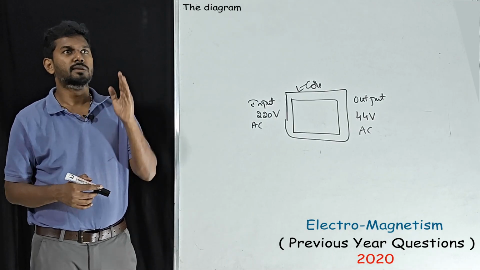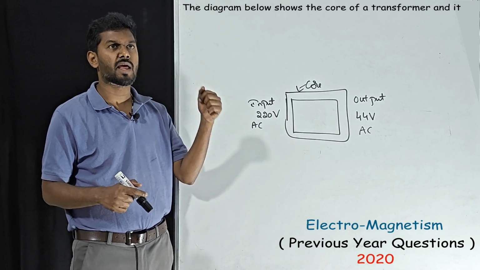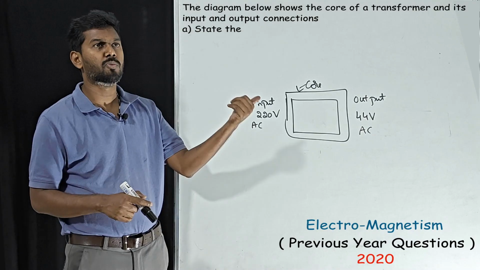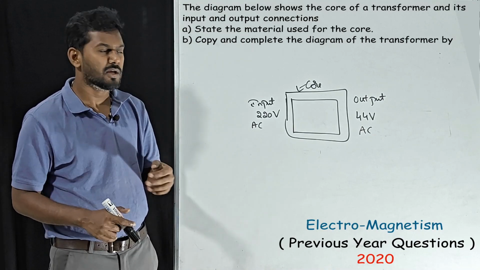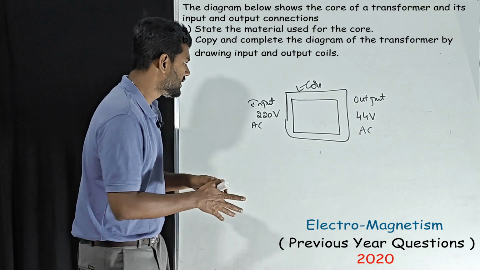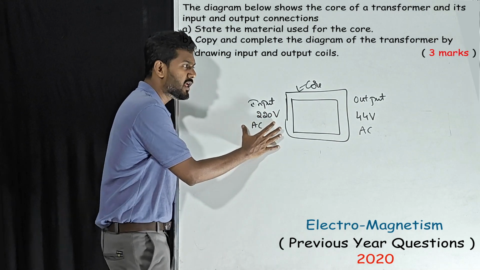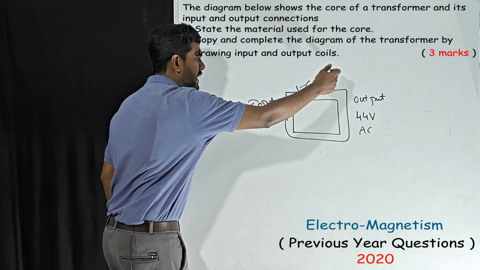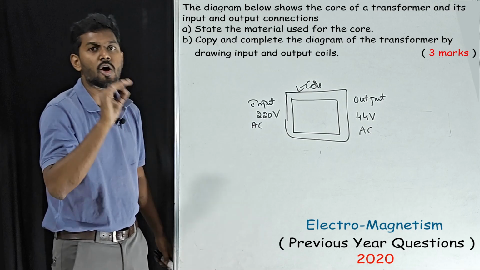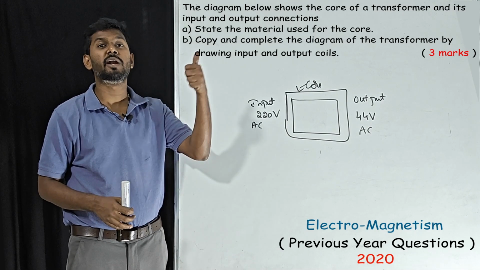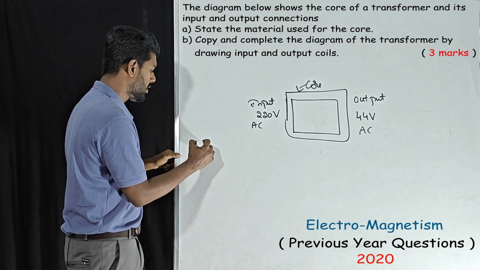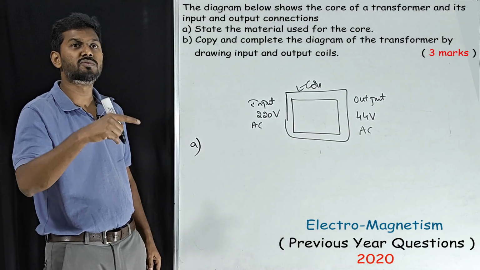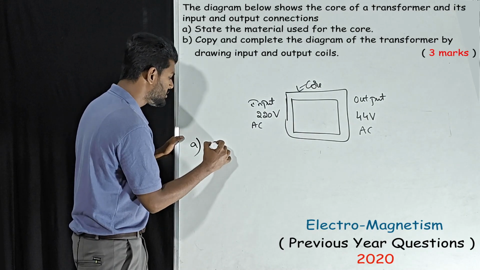Our next question: the diagram below shows the core of a transformer and its input and output connection. State the material used for the core. See this complete part, this side input, that is primary side, output, that is secondary side. Everything we considered as core. So the core is made up of what material? Soft iron, that is the answer. State the material used for the core, that is soft iron.